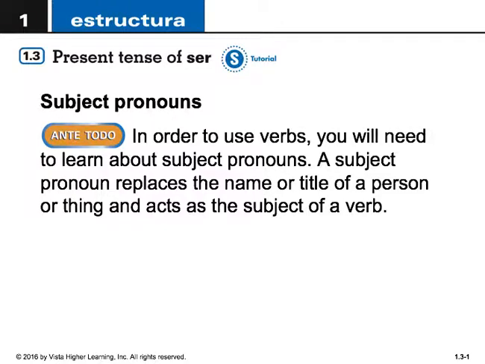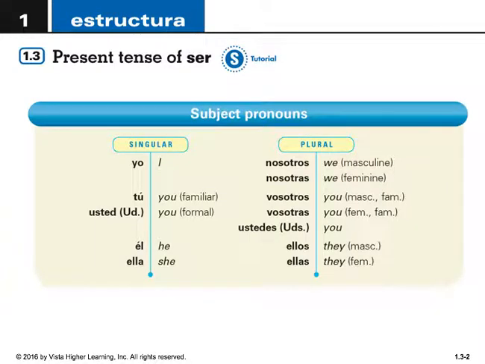Today we're going to look at section 1.3, the present tense of ser. But first, in order to use verbs, we need to learn about subject pronouns. A subject pronoun replaces the name or title of a person or thing and acts as the subject of a verb. Subject pronouns in Spanish are as follows.